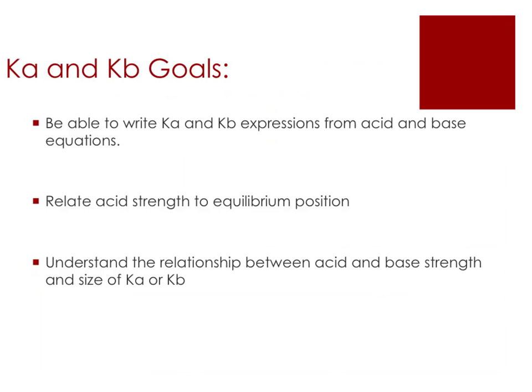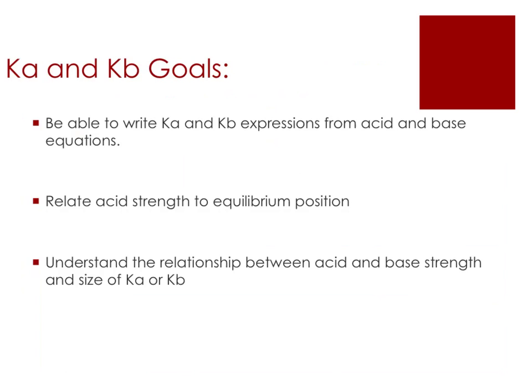This brings us to the end of the Ka and Kb video. Let's quickly review our goals. First, we learned how to write Ka and Kb expressions from acid and base equations, remembering not to include water. Then we related acid strength to equilibrium position, saying that strong acids had an equilibrium position that favored the products, and weak acids had an equilibrium position that favored the reactants.